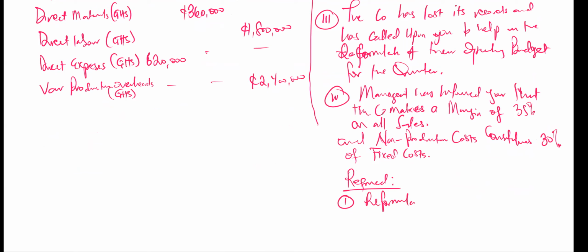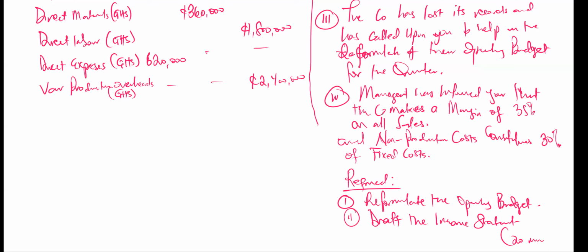Required: A, reformulate the operating budget of the company, and B, draft the income statement. 20 marks.